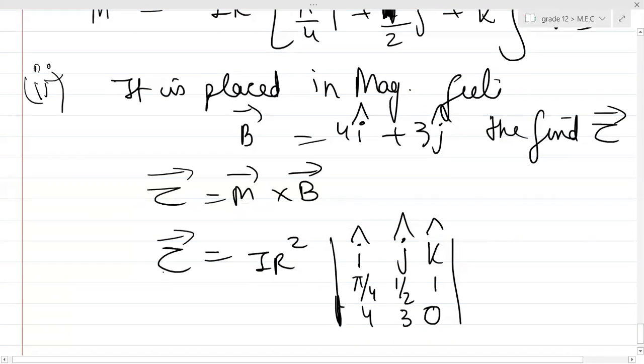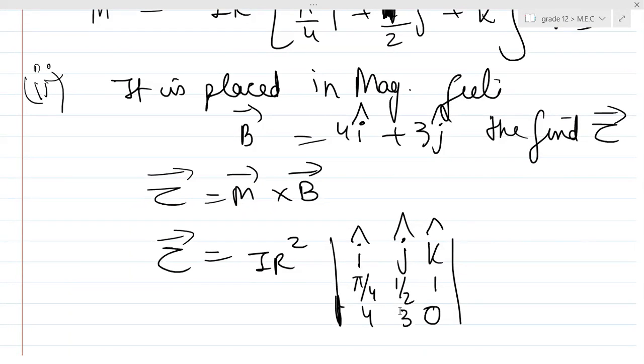Is there anyone who is not able to open up a determinant? Grade 11th, we have learned this thing. Bio people, are you able to open a determinant? You remember, you hide the column and the row and then cross multiply, subtract, right? Alternate plus minus.